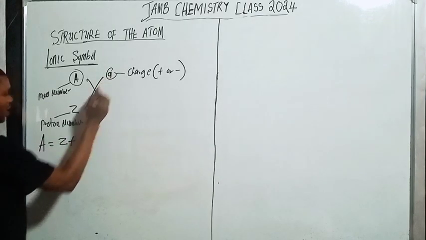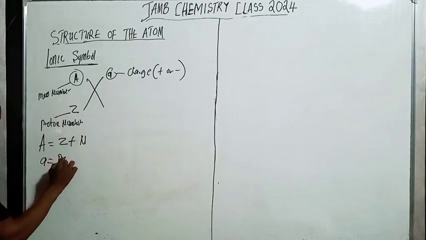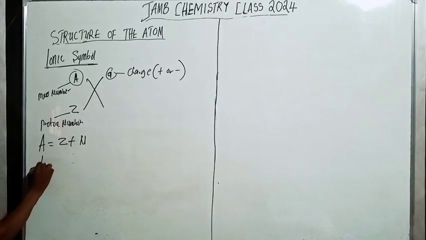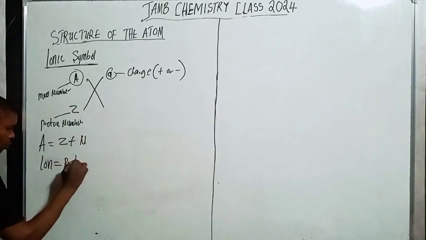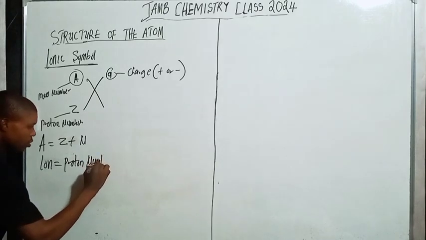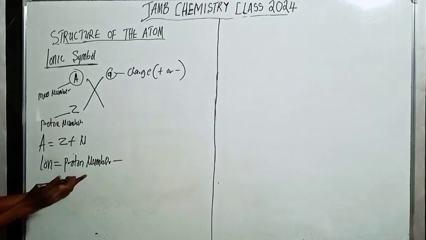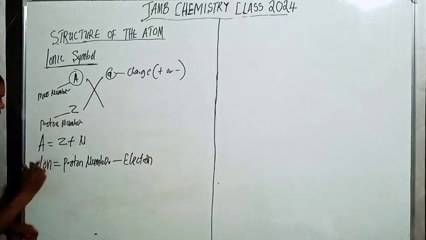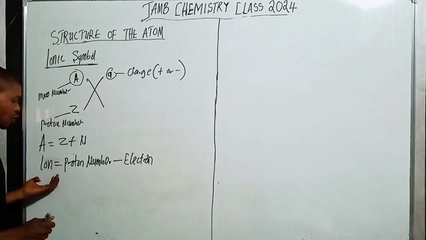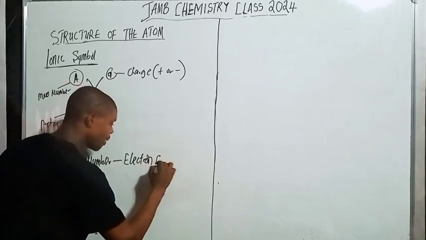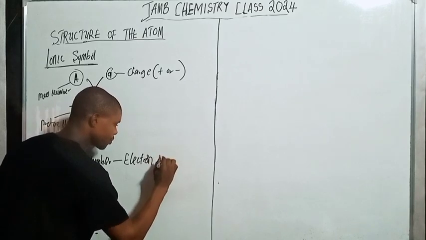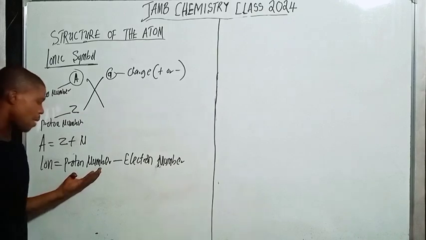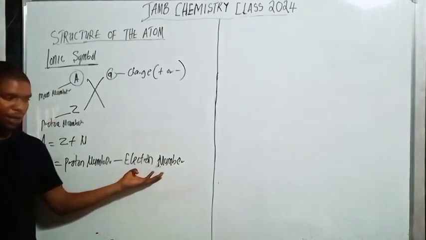Now this one you are seeing here is also the charge, which is called the ion. So this is called the ion. So you can see that ion equals proton number minus electron number. Okay, so you need to take it down here. Ion equals proton number minus electron number. Please take it down. Right there. So ion equals proton number minus electron number.